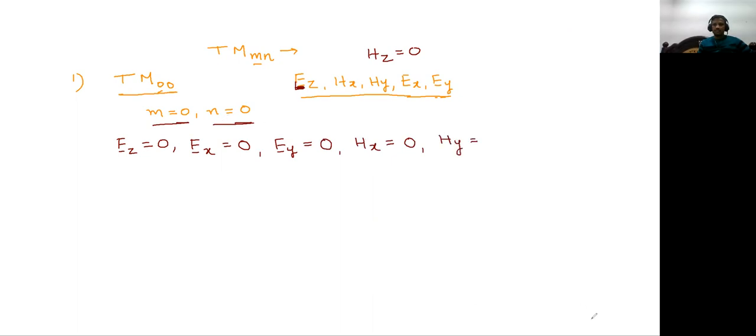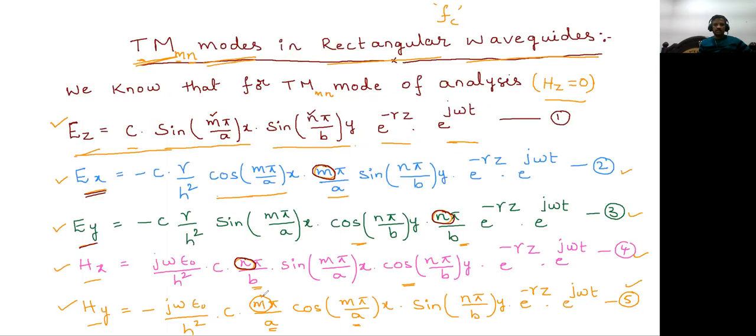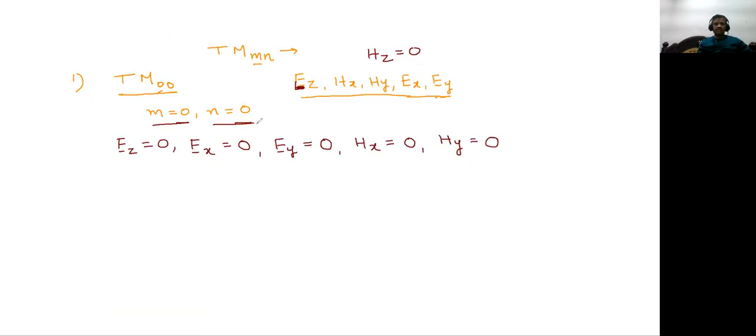HY will also become zero because there is a term M which is outside of this. So zero into whole thing is zero. That means all five components along with HZ, which is already zero, that means all six components will become zero. So we can say TM00 will not exist. That means this mode will not propagate. That is the meaning of this.